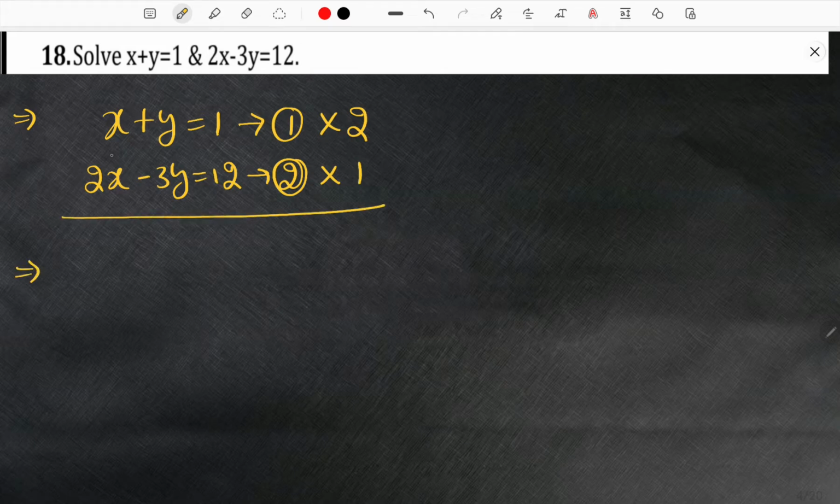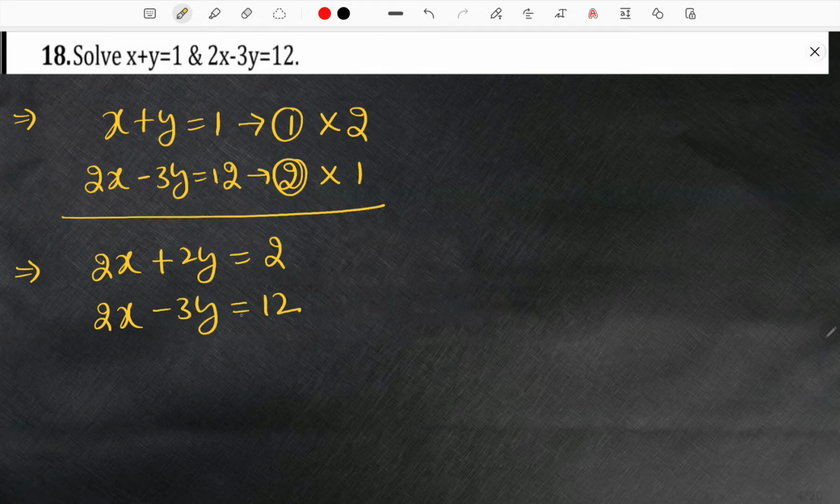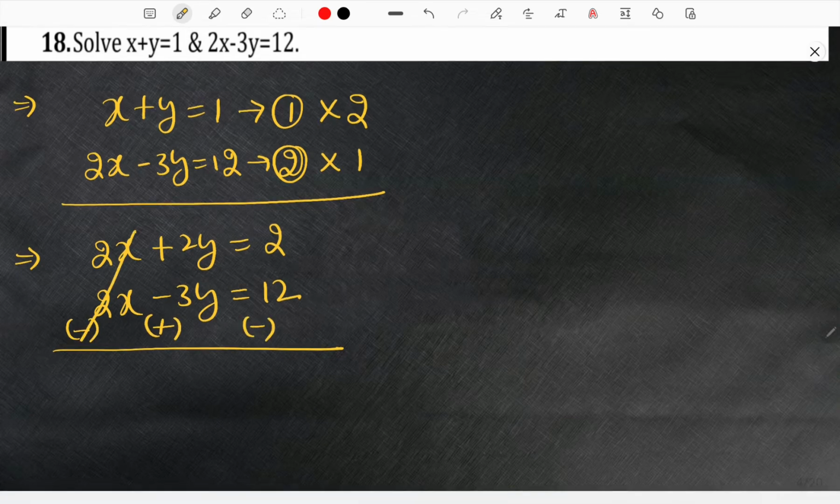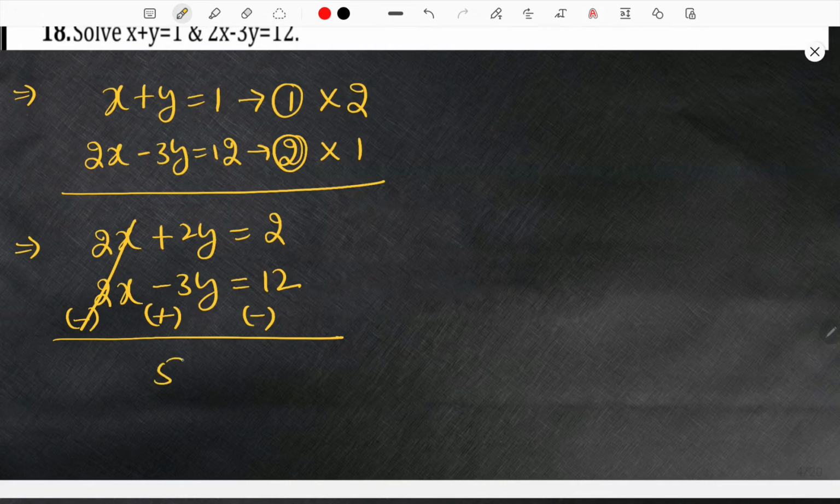Now what these equations become: x into 2 becomes 2x, y into 2 becomes 2y is equal to 1 into 2 becomes 2. Then 2x into 1 is 2x, minus 3y into 1 is minus 3y, and that is equal to 12. Now let us subtract. 2x minus 2x, here it becomes plus and here it becomes minus, so they get cancelled. 2y plus 3y becomes 5y is equal to 2 minus 12, which is minus 10. 5 ones are 5, 5 twos are 10, so the value of y is minus 2.